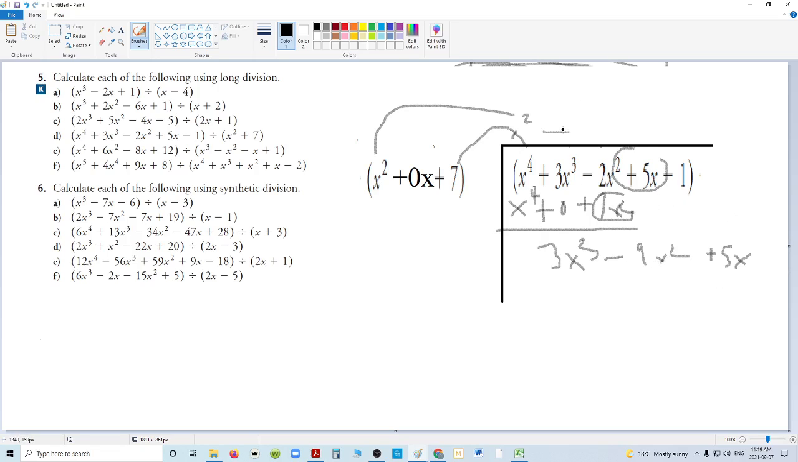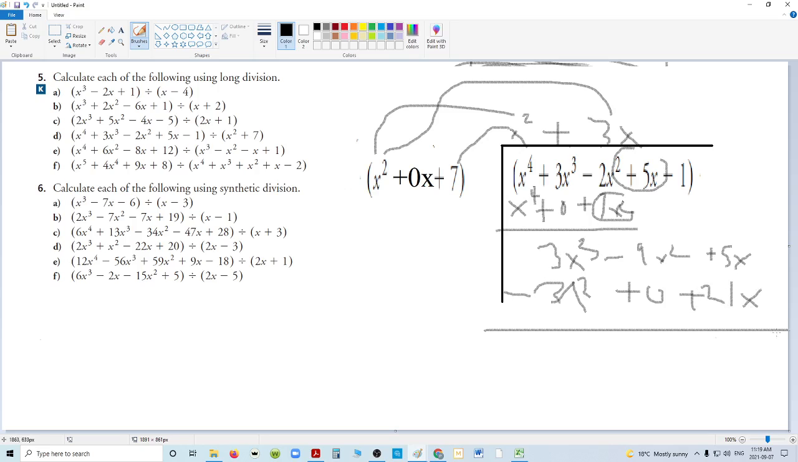So the next term that I create is plus 3x. The plus 3x times x squared will make 3x cubed. The plus 3x times 0 will make plus 0. Plus 3x times 7x will make 21x. And that's why bringing the 5x down was important. When I subtract them, I'm left with minus 9x squared. Minus 5x minus 21x is minus 16x. Then I bring the last number down, minus 1.